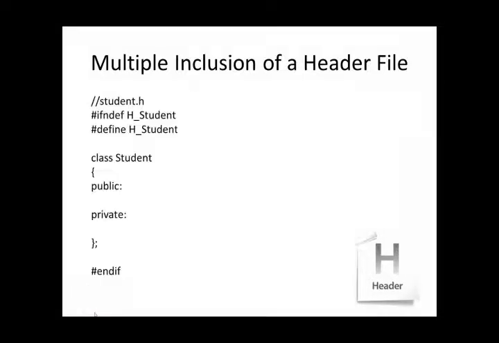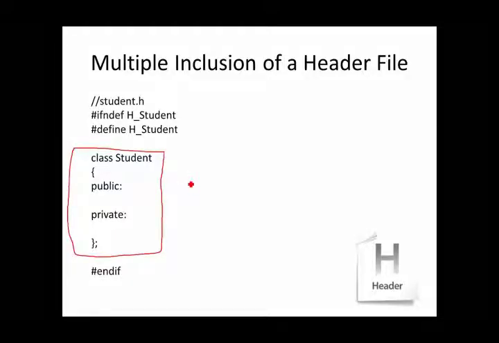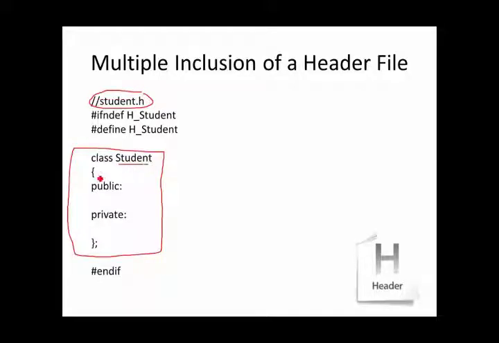So here's how it looks in syntax. Here's my student.h, which is what we've been used to. Every time we're writing a class in the header file, we've been writing it as class, the name of our class, in this case Student, open brace, close brace, semicolon, and then all the stuff in between, which goes under the public or private headers.